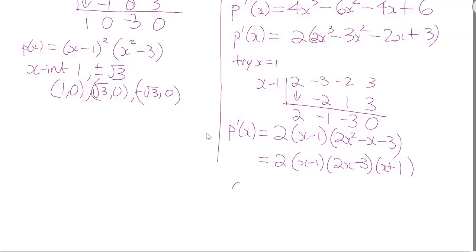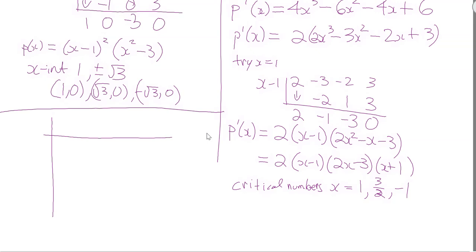Okay, so the critical numbers. 1, 3 halves, negative 1. Okay, let's go over here, make a chart. Negative 1, 1, 3 halves.